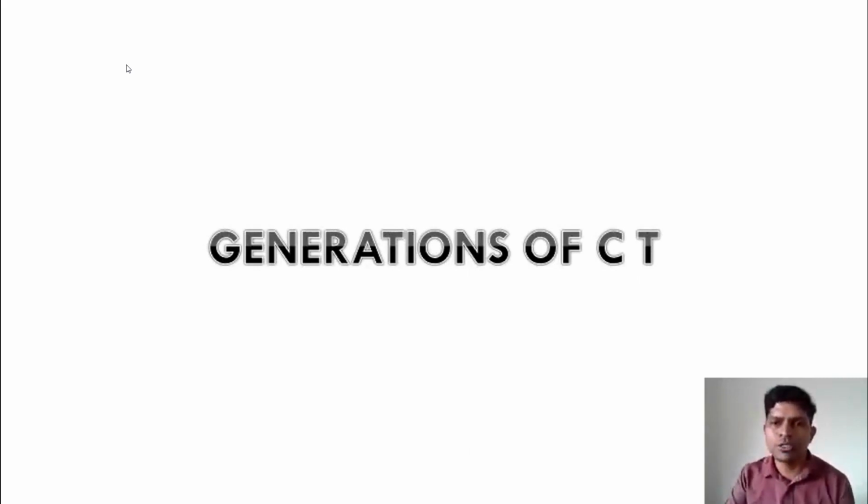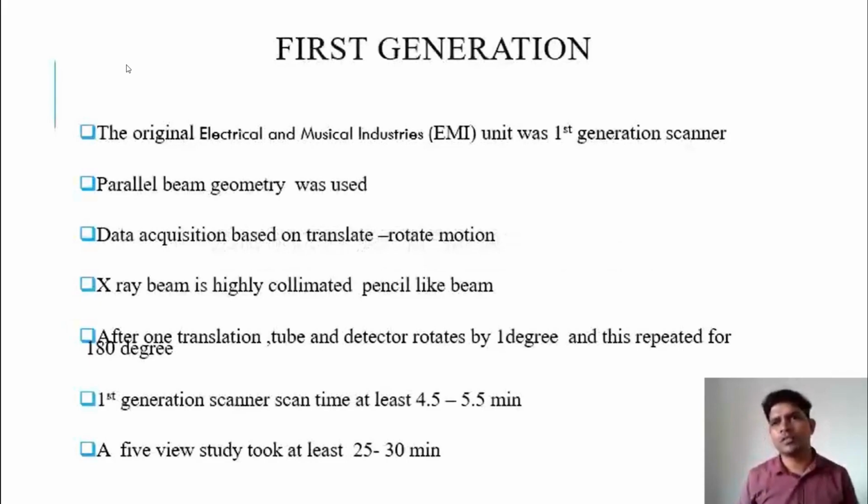So I will further go to the generations. The first generation of the CT scanner, as I already told you, is the EMI, Electrical and Musical Industries, where parallel beam geometry is used, and data acquisition is based on translate and rotate motion. The X-ray beam is highly collimated, a pencil-like beam, and after each translation the tube and detector rotate by 1 degree. We repeat this up to 180 degrees.